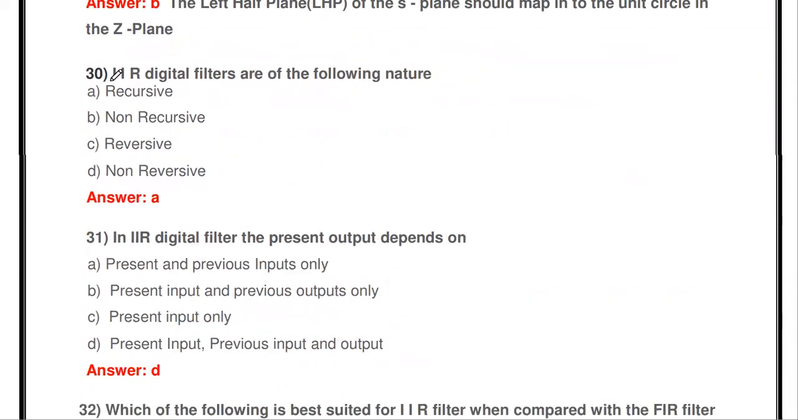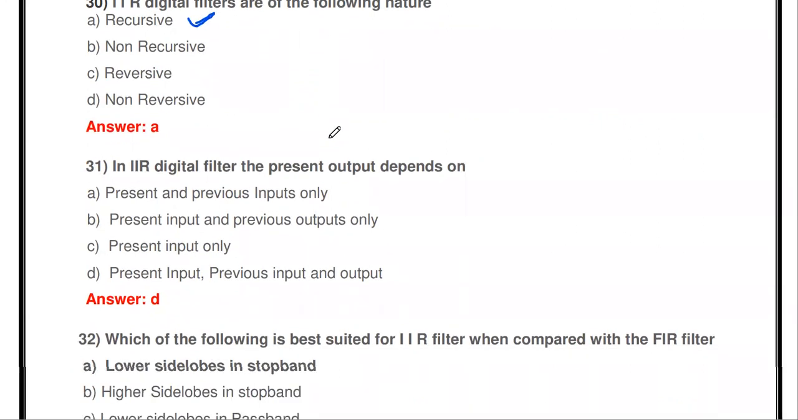The next one: the IIR digital filters are of the following nature: recursive, non-recursive, reversive, non-reversive? Recursive. Already you know IIR filters are recursive filters. That means the present output depends upon the present input, past input as well as past output. In an IIR digital filter, the present output depends on dash: present and previous input only, present input and previous output only, present input only, or present input, previous input and output. This is the correct one.